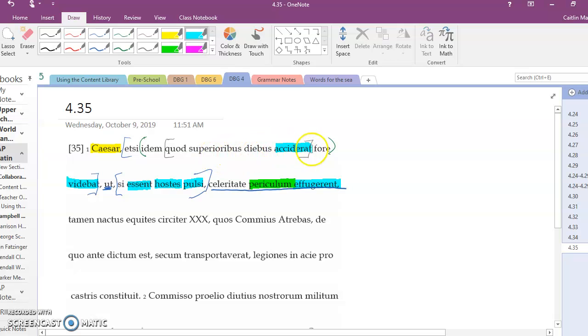Acciderat is the verb here. Fore is the verb of the indirect statement. Actually, quod is the subject of that relative clause, too. And idem is the subject of the indirect statement. Idem fore, idem quod, acciderat. Although he videbated this, if the hostes essent pulsi, that they would effugerant the periculum with their celeritate.